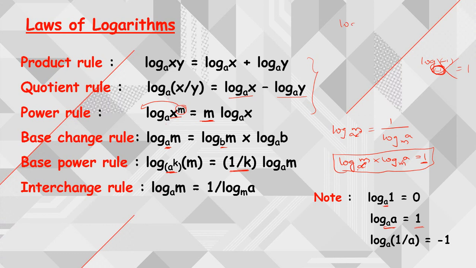Already we know we can use the power rule here. 1 by a I can write as a to the power minus 1, to the base a. This power we can make jump in front, then I can write this as minus 1 into log a to the base a. From the previous law, log a to the base a is equal to 1, so minus 1 into 1 is equal to minus 1.